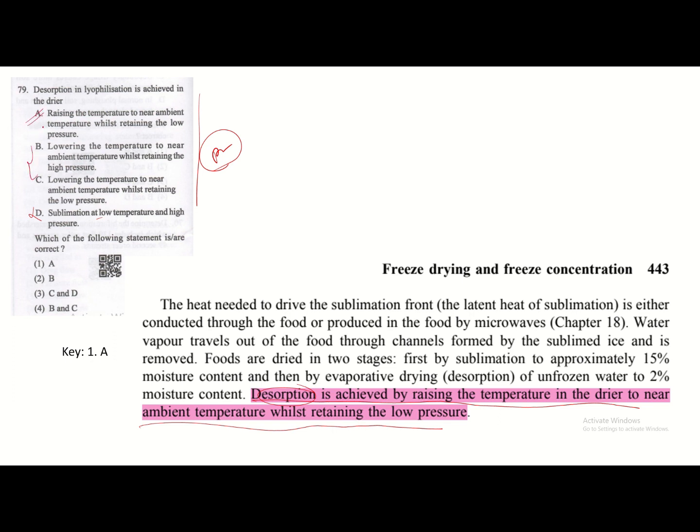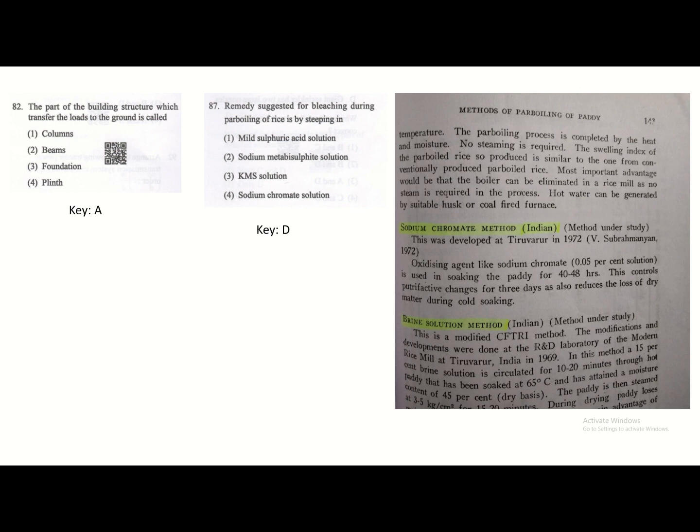These are simply modified versions of this question. They have changed the temperature only. Here rising, here lowering. Again lowering temperature near the ambient temperature. Here the pressure is high, here it is low. This type is simply modified. All are the same, but the temperature is higher. But there is no relation between the temperature, pressure and sublimation. So this is maybe wrong. So this is the correct answer, A.